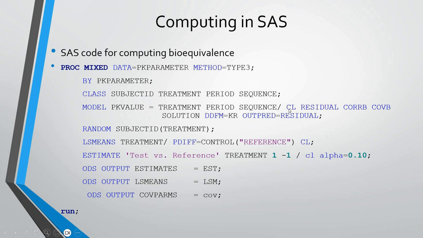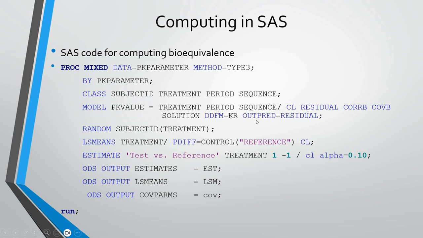And then I have plugged in options to calculate the confidence interval, residual covariance matrix, and correlation coefficients, and I want a solution. Solution means basically the estimates of the beta coefficient for each of the independent variables passed in the model. And my degrees of freedom have been calculated from the Kenward-Roger approximation. That's what this code is saying.